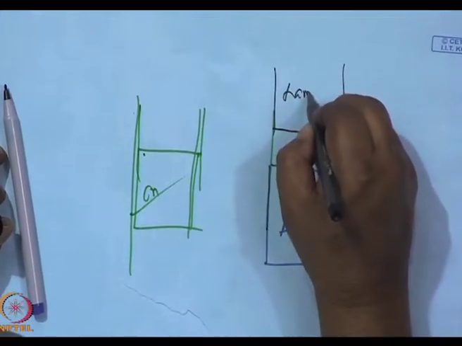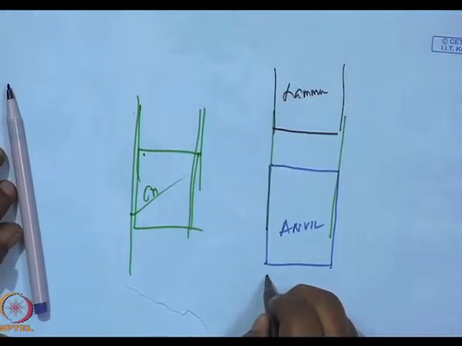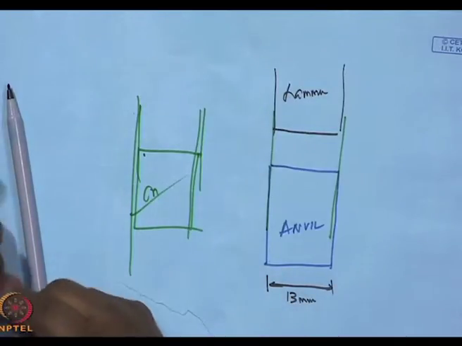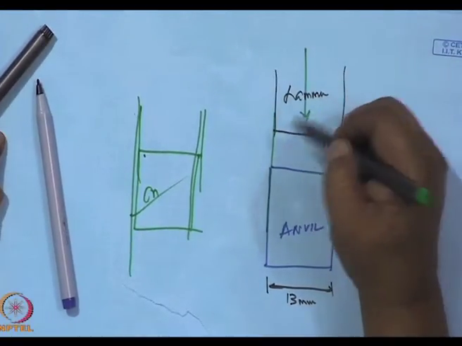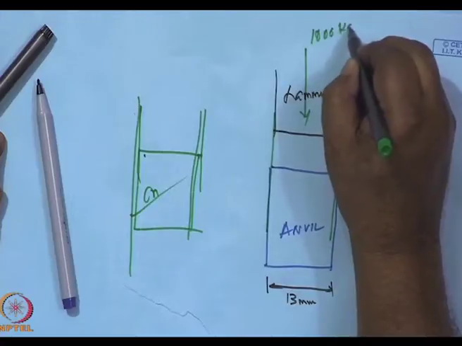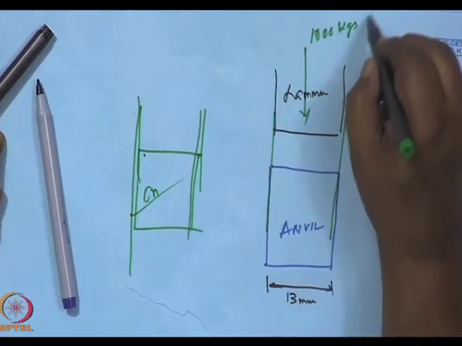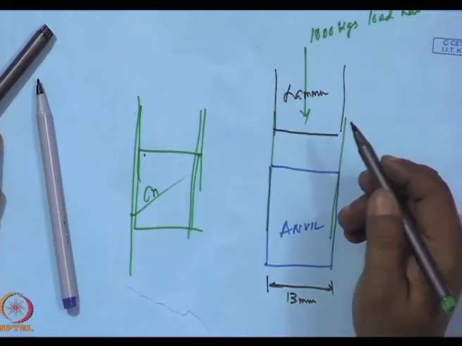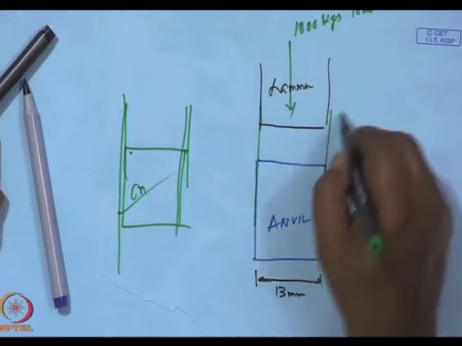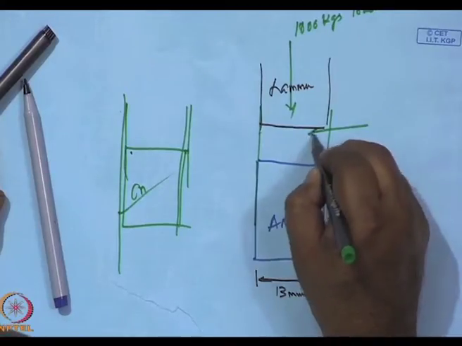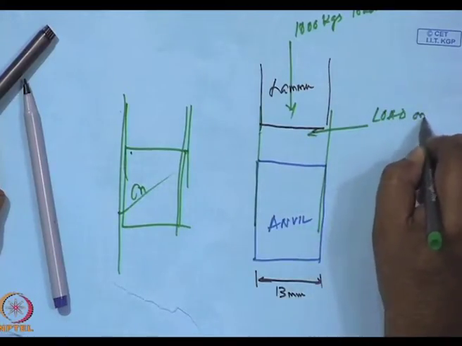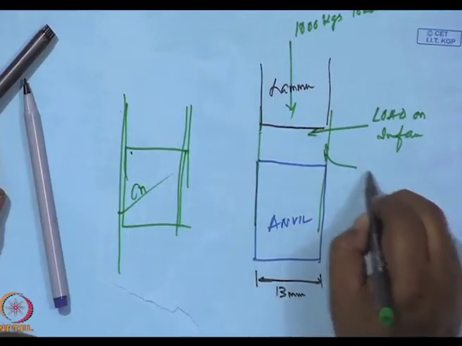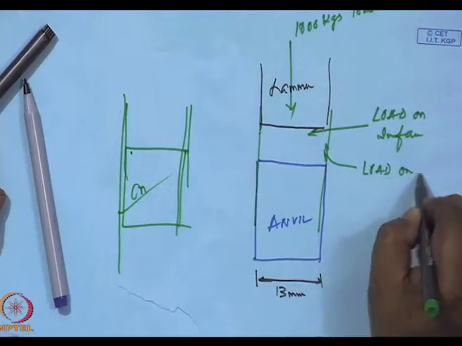This is the hammer. 13 mm. I am applying, let us say, 1000 kilograms load here. This is a 13 mm die. Calculate the load on surface and calculate the load on die wall.